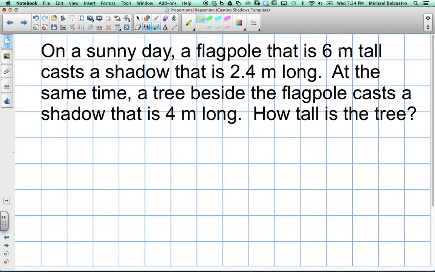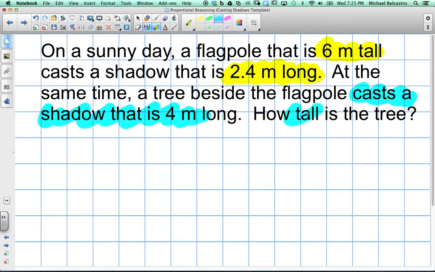On a sunny day, a flagpole that is 6 meters tall, casts a shadow that is 2.4 meters long. At the same time, and I'll highlight the tree in a different color. At the same time, the tree beside the flagpole casts a shadow that is 4 meters long. And then how tall is the tree? And I guess I should highlight this part. The shadow is this long, and the flagpole's height is that long.